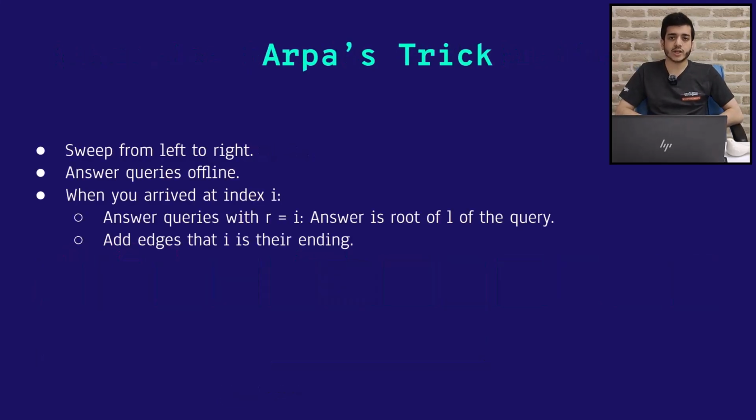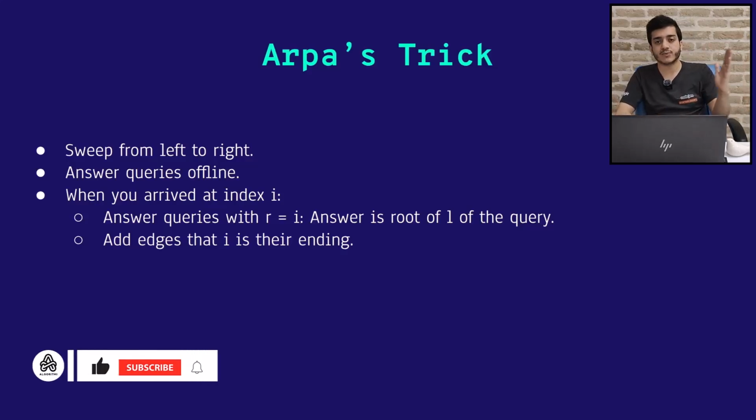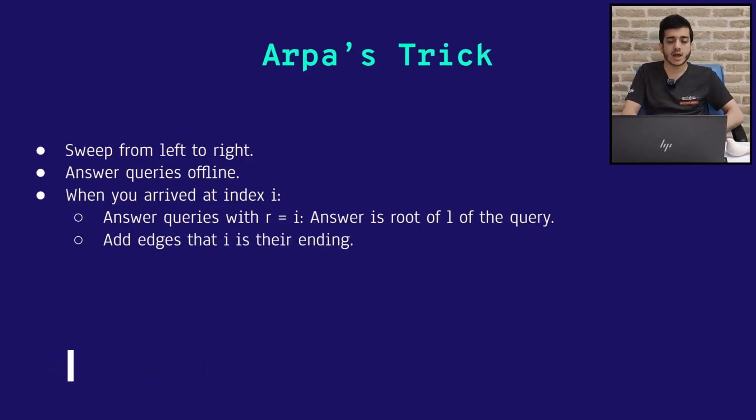So here is the Arpa streak. Arpa streak says sweep from left to right. Process elements one by one, and we answer queries offline. So we answer every query when we arrive at its end.